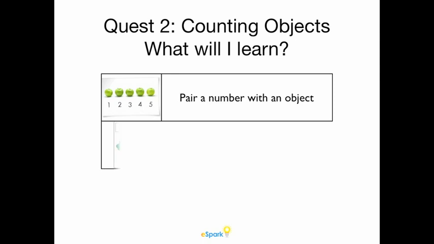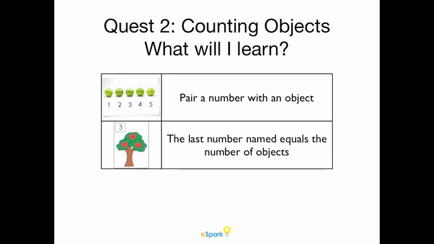The second math skill you will learn is that no matter what order the objects are in, the last number stated represents the total of the group. Let's look at the apples in the apple tree. If we start on the left, we count 1, then to the middle apple, 2, and then to the apple on the right, 3. We know that there are 3 apples because 3 was the last number I said.